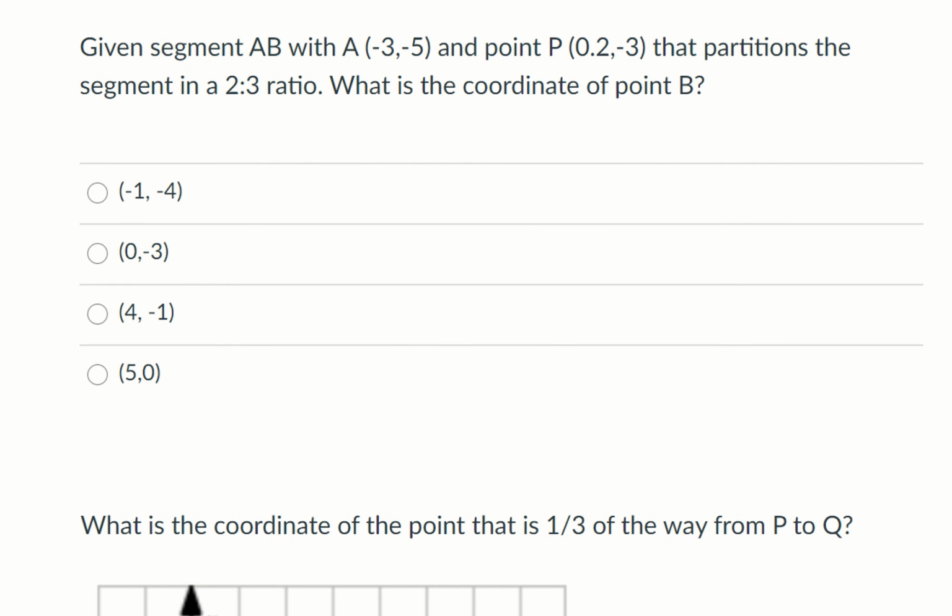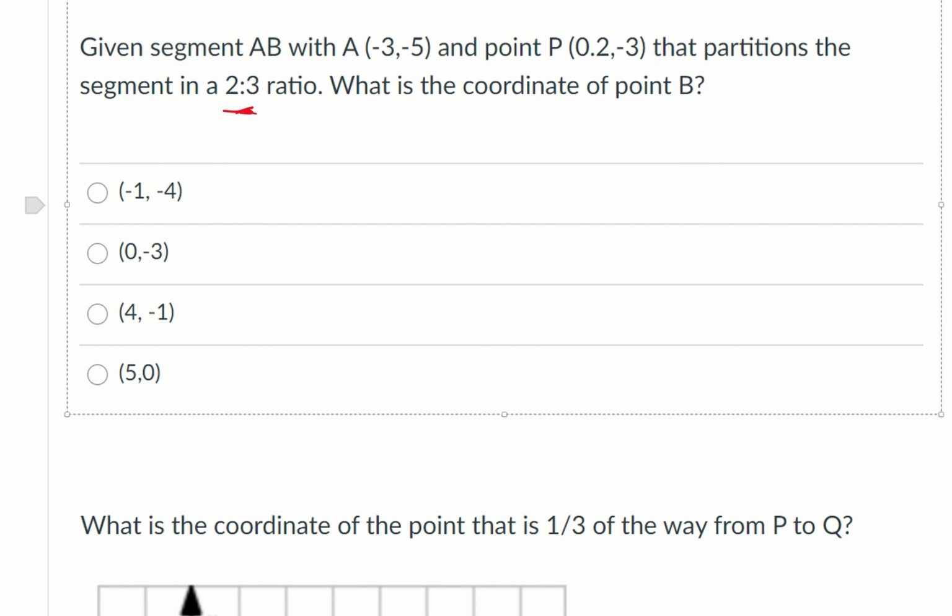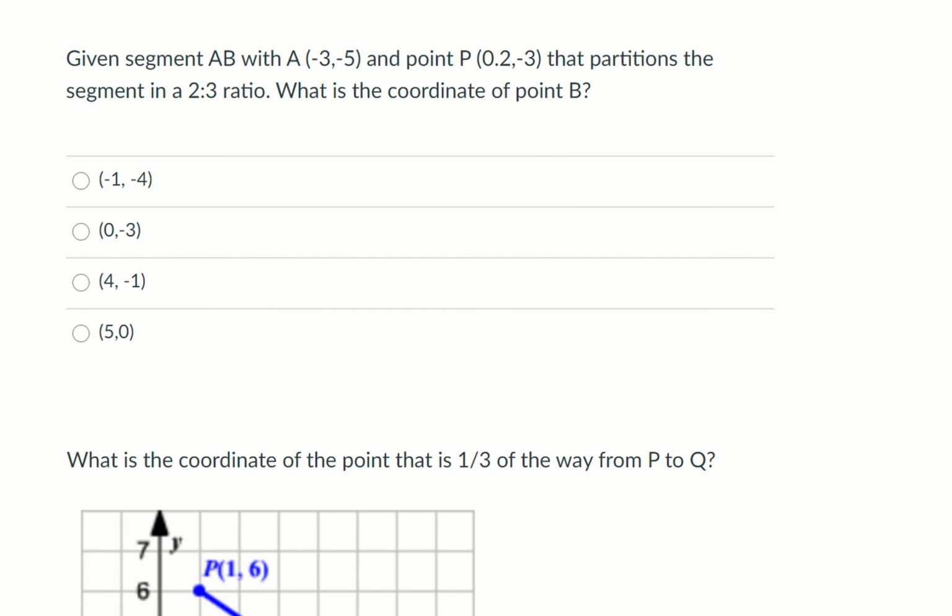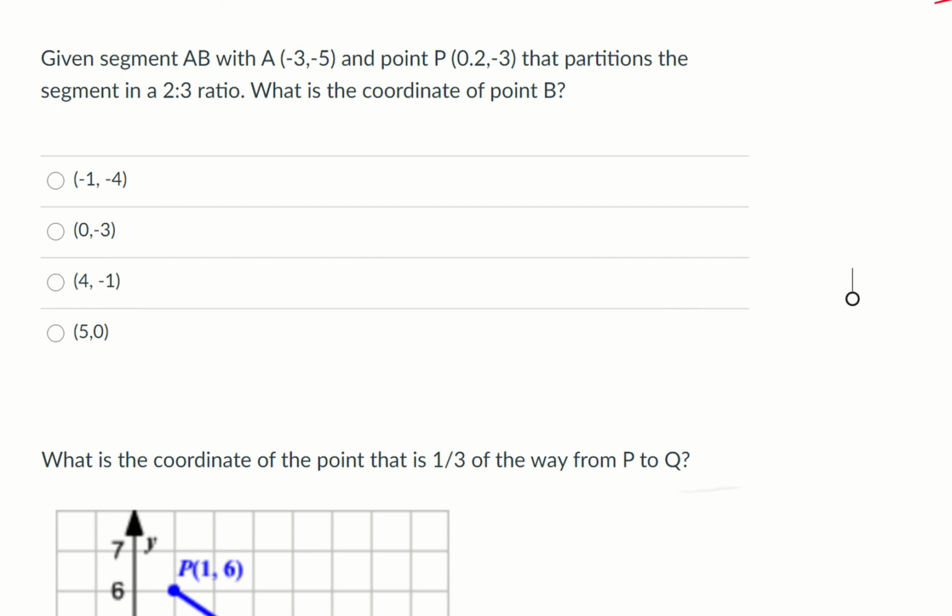Okay, given the segment with those coordinates, it says it partitions the segment in a 2 to 3 ratio. What is the coordinate of point B? This one's interesting because now you're trying to figure out the coordinates of point B, given that something broke the segment in a 2 to 3 ratio. All right, so let's go ahead and get started. Because we're working backwards, we're going to have to be very careful with explaining what's going on with this problem, right?